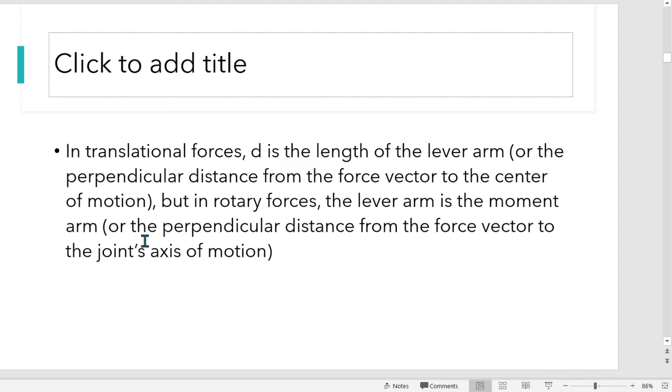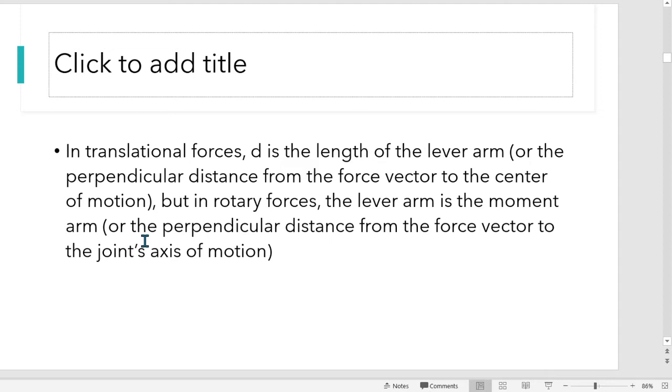So it is like this. For translational force, when you say translational, if the motion produced is in a straight line, it is not rotatory. No? So your D is equivalent to the lever arm. Lever arm is the perpendicular distance from the force vector to the center of motion. When you say center, where does the motion occur? So we can relate it now to the fulcrum.